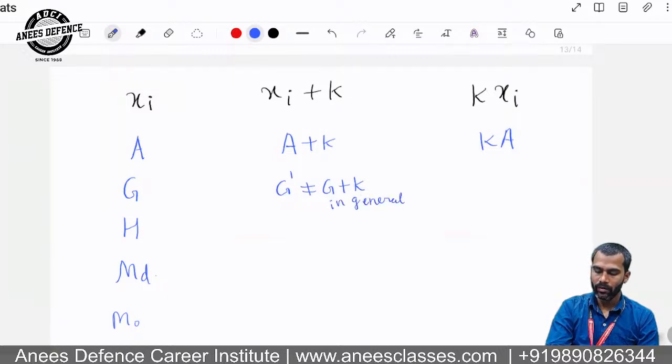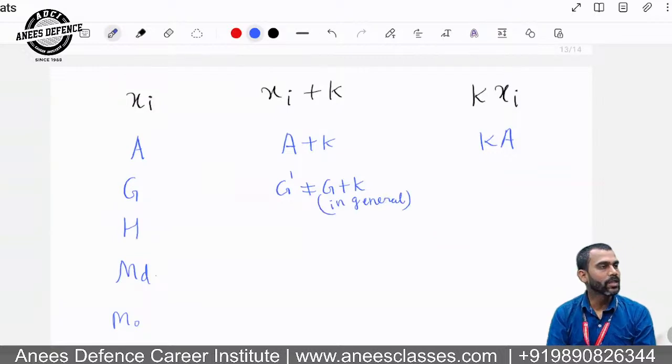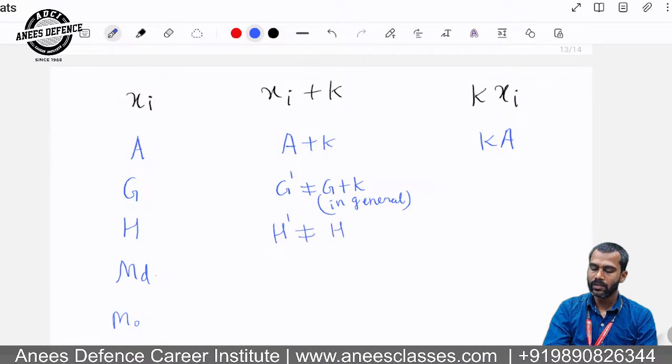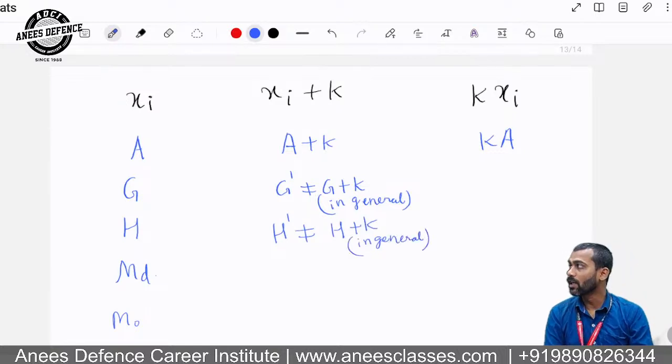For some cases, it may be equal to g plus k, but in general it is not equal to g plus k. Similarly, h dash is not equal to h plus k, again in general. Yes or no? I have already told you when it is equal to h plus k or g plus k.